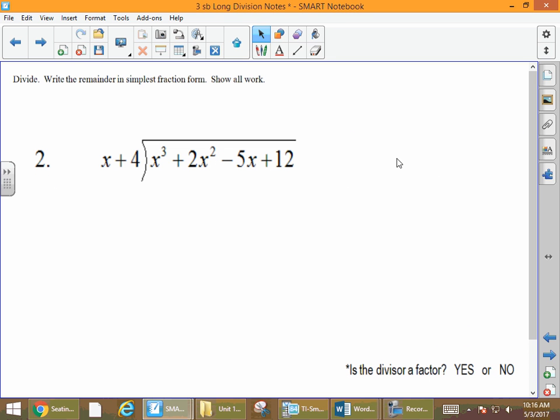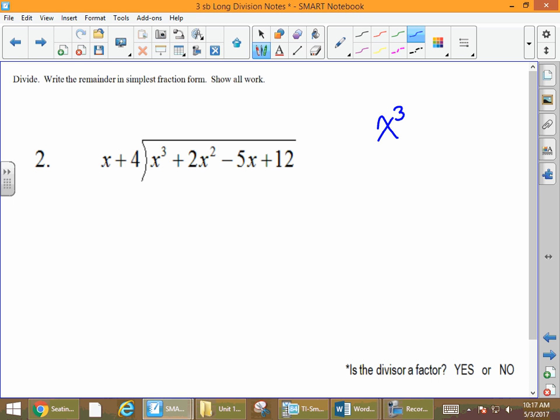When we start this problem, do notice that our dividend, x cubed plus 2x squared minus 5x plus 12, is in standard form. It's highest exponent, then next highest, then next highest, and so forth. As well as what we're dividing by, the x plus 4, sometimes called the divisor. And what we're going to do is try to get rid of the highest degree term every single time. So when we start this, our highest degree term is x cubed.